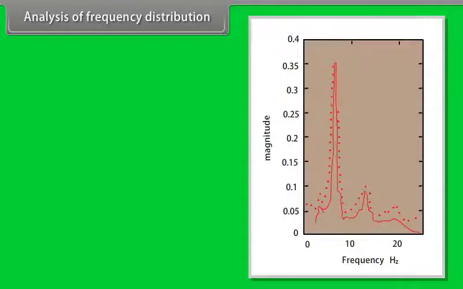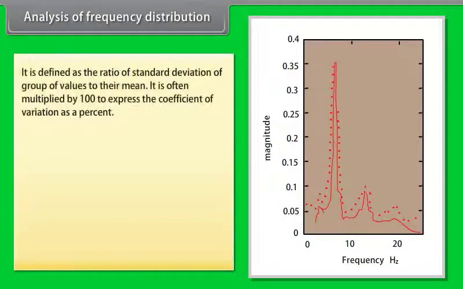Analysis of frequency distribution. In this section, we introduce a new term called coefficient of variation. It is simply defined as the ratio of standard deviation of a group of values to their mean. It is often multiplied by 100 to express the coefficient of variation as a percent. The graph given below will give you the idea how the frequency of the particular data is distributed. Mathematically, it is the ratio of standard deviation to the mean multiplied by 100 to express it in percent.